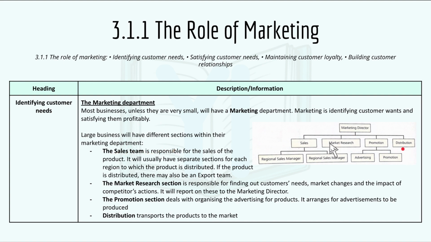Here we have a diagram, but here's what it means. The sales team is responsible for the sales of the product. The market research team is responsible for finding out what customers want and need, the market changes, and the impact of competitors' actions. The promotion section deals with organizing the advertising for products, and it arranges for the advertisement to be produced. And distribution transports the products to the market. So these four are the backbones of the marketing team.